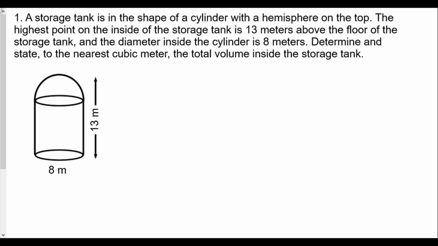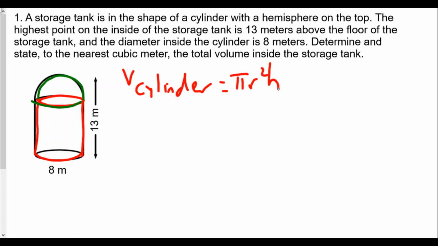So we have in this case two pieces. The first piece will be the cylinder, and the second piece will be the hemisphere. We're going to do two separate volumes and add them together. The volume of the cylinder is normally given to us as pi r squared times the height. We do not know the height of just the cylinder, though. We do know the total height of the figure is 13 meters.